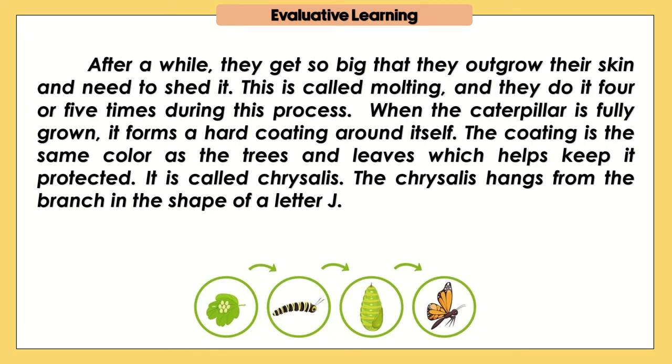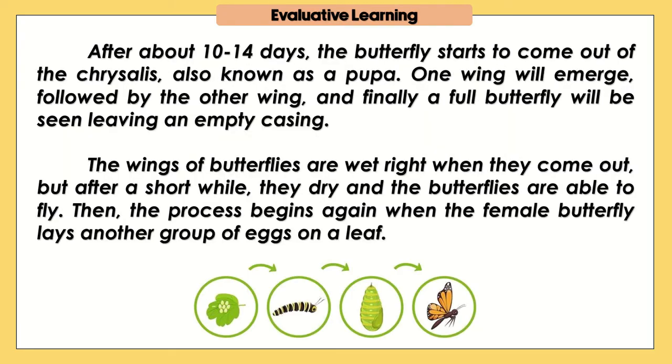When the caterpillar is fully grown, it forms a hard coating around itself. The coating is the same color as the trees and leaves, which helps keep it protected. It is called chrysalis. The chrysalis hangs from the branch in the shape of a letter J. After about 10 to 14 days, the butterfly starts to come out of the chrysalis, also known as a pupa. One wing will emerge, followed by the other wing. And finally, a full butterfly will be seen leaving an empty casing.